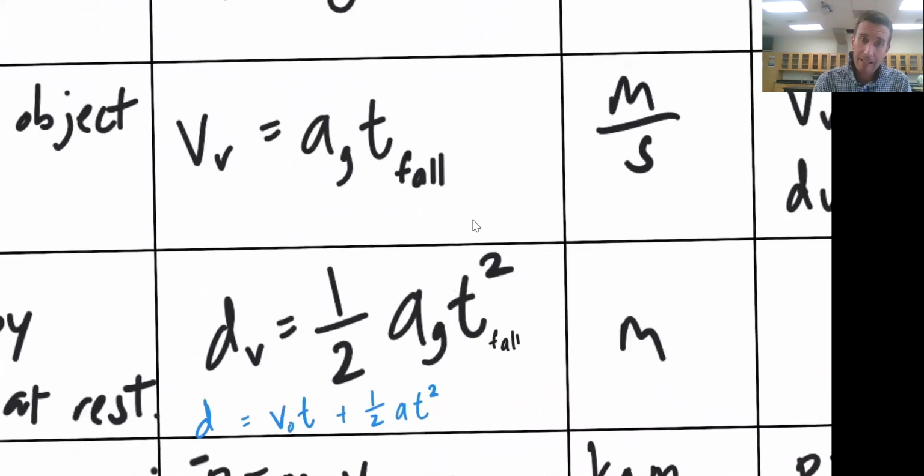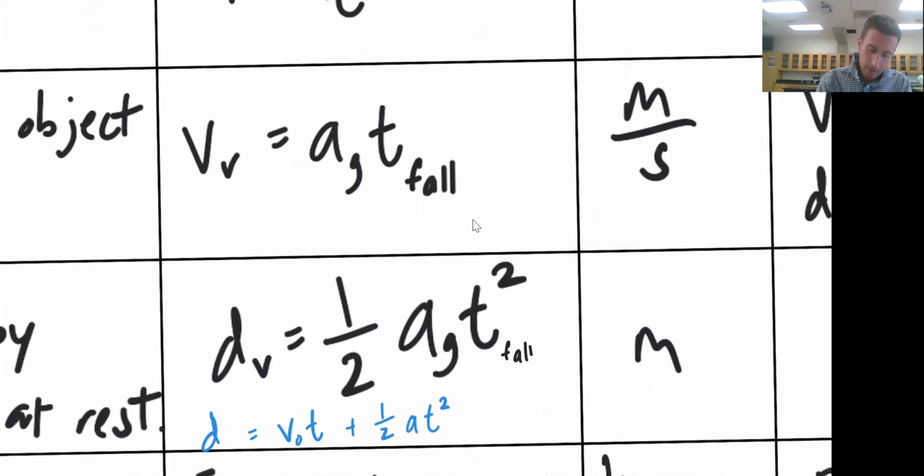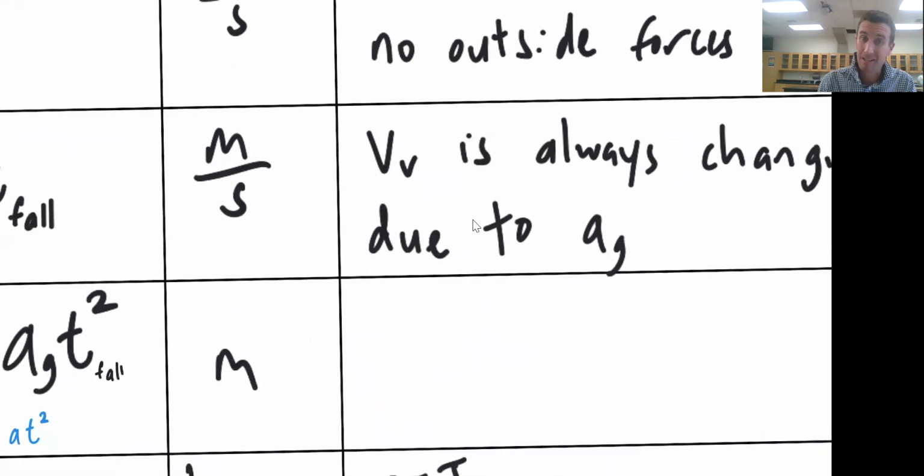The vertical velocity is equal to the acceleration due to gravity times the time of the fall. So the vertical velocity is the acceleration due to gravity times the falling time, or v_v equals a_g t, right? V equals at. That's a manipulation of the acceleration equation, a equals v over t, and then we just move some stuff around. Okay, but this is the falling time, acceleration due to gravity, and vertical velocity. The unit, because it's a velocity or a speed, is still meters per second.